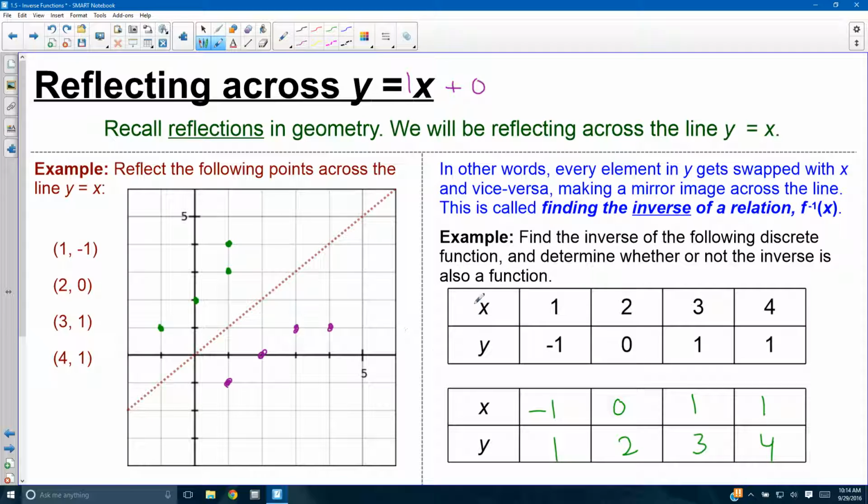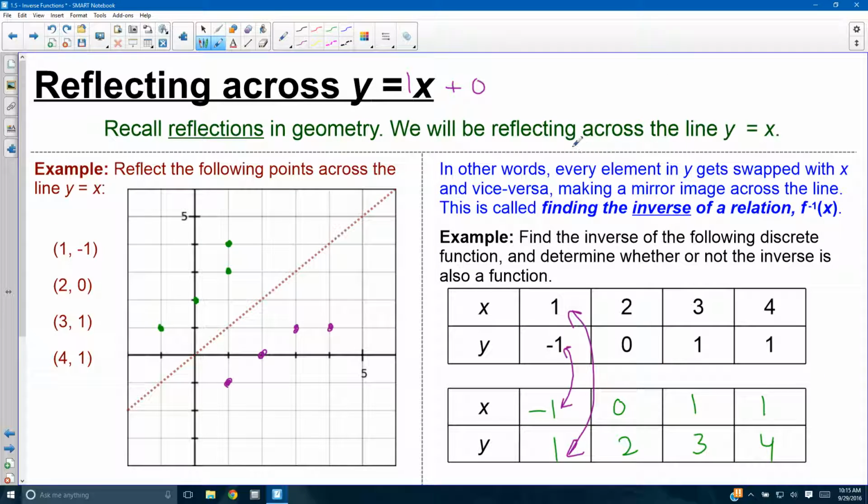Now, what relationship do you notice with these table values? Hopefully, you got some connection. Every element in the range of my original function, or original relation, became an element in the domain of my new relation. Right there: 1, 1, -1, -1. 0, 0, 2, 2. 1, 1, 3, 3. 1, 1, 4, 4. Now, that's always going to happen.